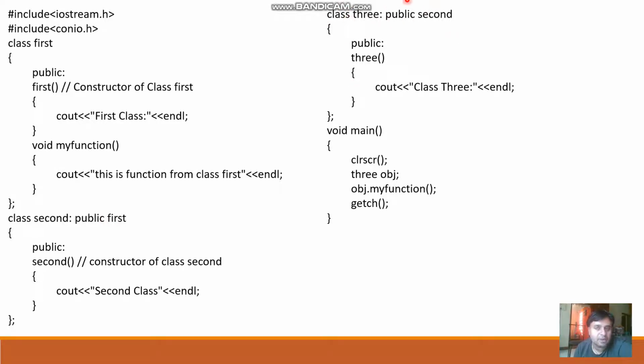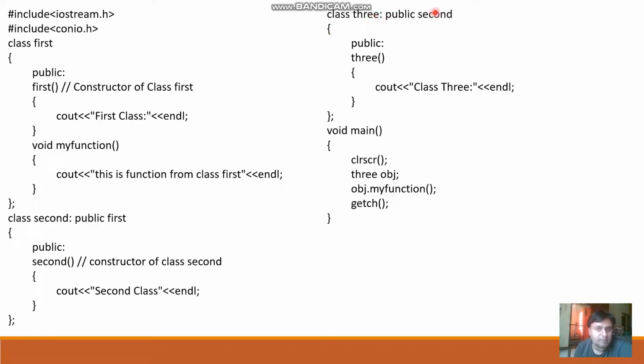Here we have created one class, that is class first. Then we create class second, which is going to inherit class first, and then we create class 3, which is going to inherit class second. In class first, this is the constructor of class first. We have one function, void my function, which is present in class first. I have written this message: this is a function from class first.